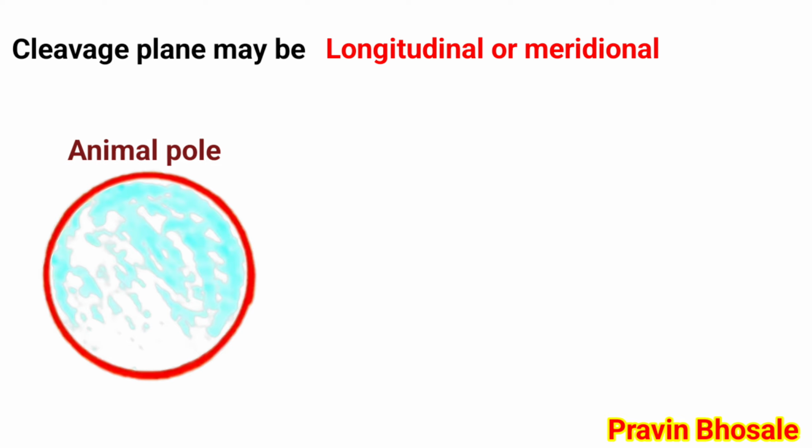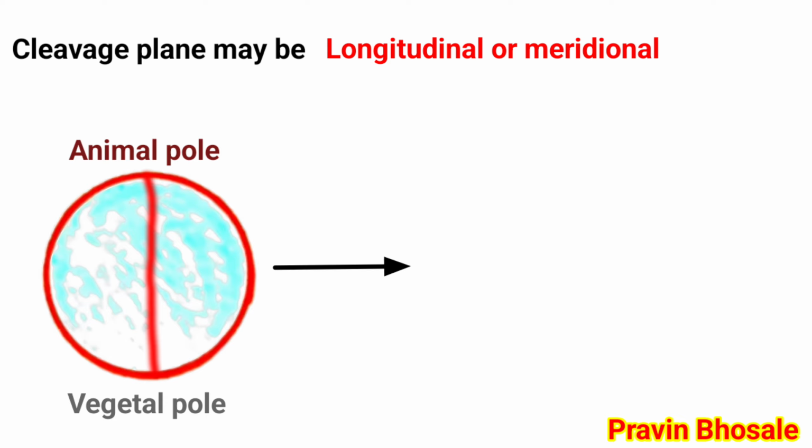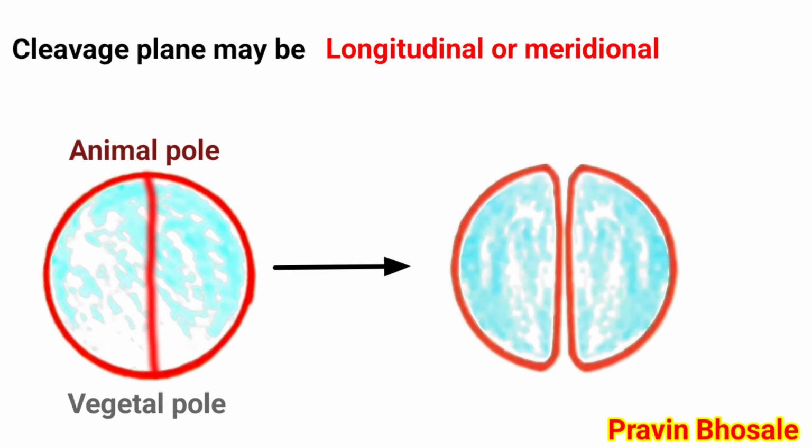This is the animal pole. This is the vegetal pole. So here the cleavage furrow runs along the median axis, that is from the animal pole to the vegetal pole, dividing the zygote into two cells. So this is longitudinal or meridional.